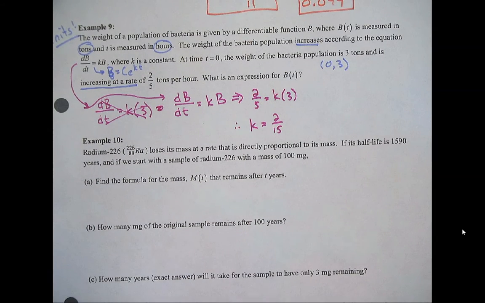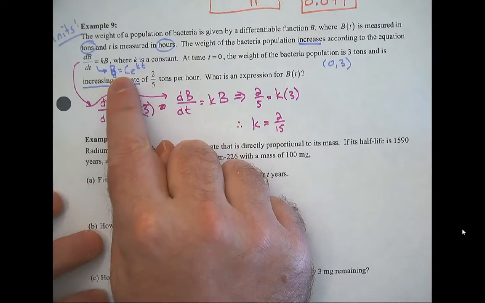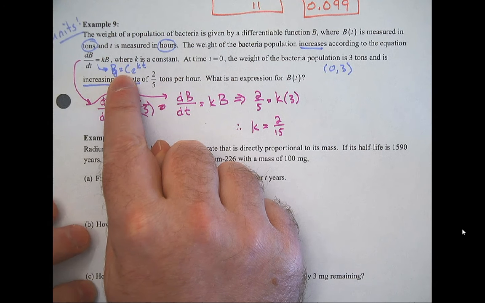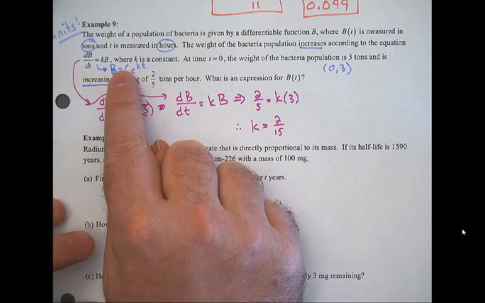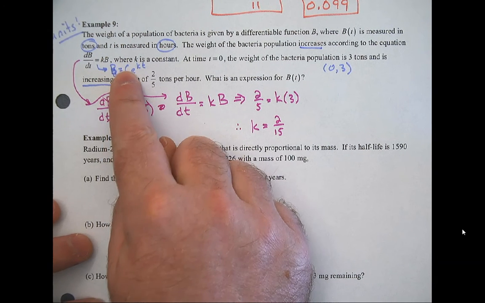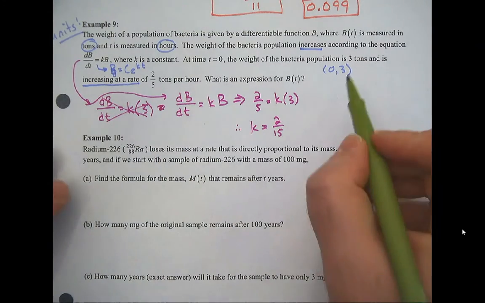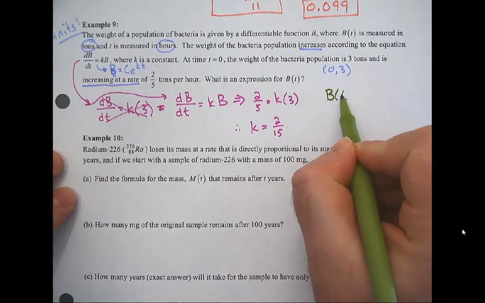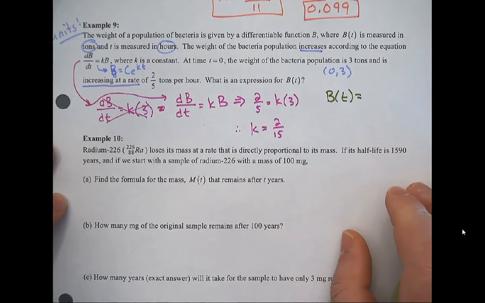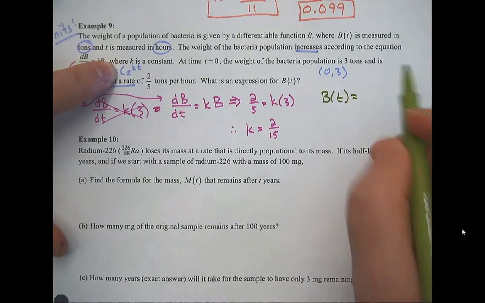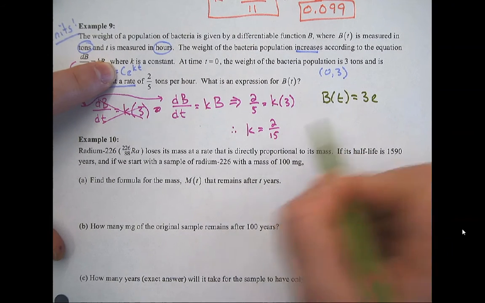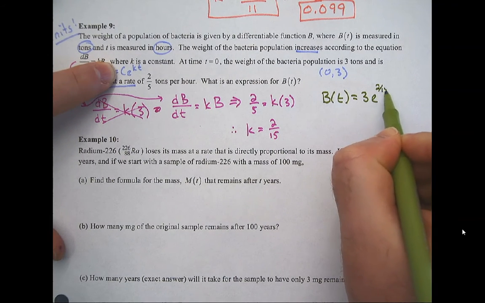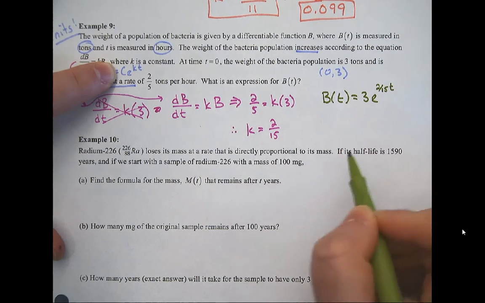Can you write the equation now? Try to pause. Remember, C is the initial condition. If you want to go calculate it, you can. But if they ever give you the initial condition, that's what C is. That's the initial amount. So B of t would be equal to, well, what's our initial amount of bacteria? 3 tons. e to the, we said k was 2/15, times t.